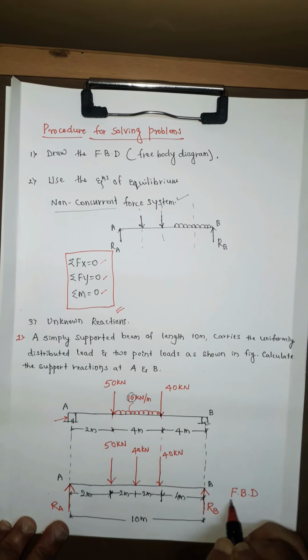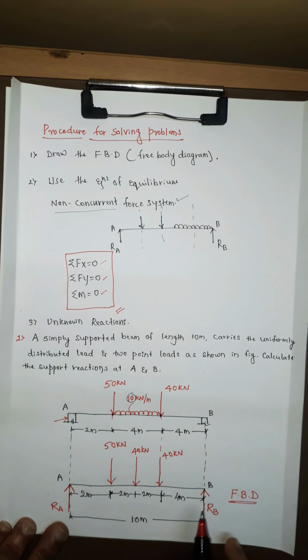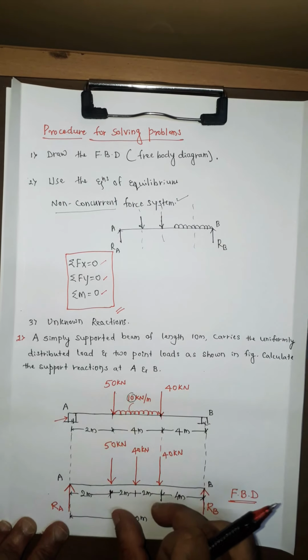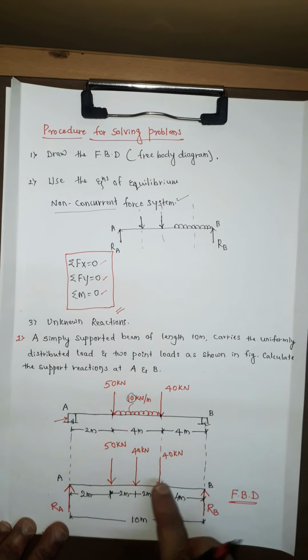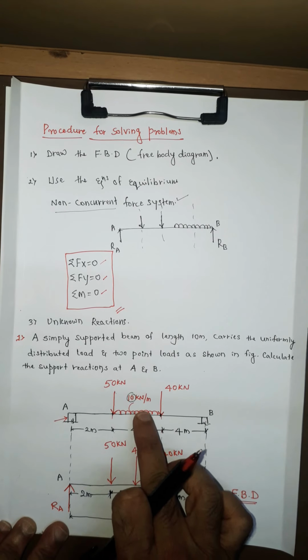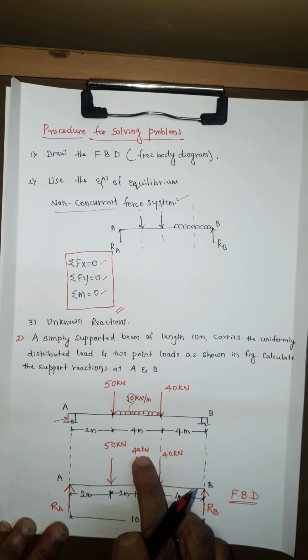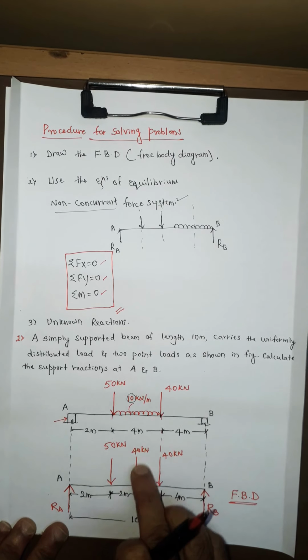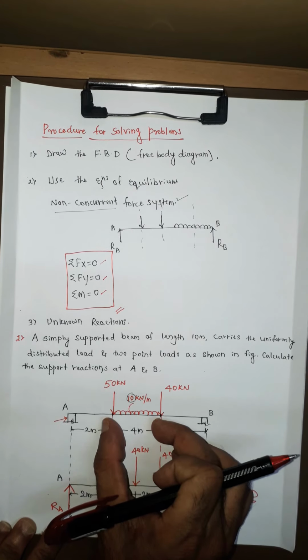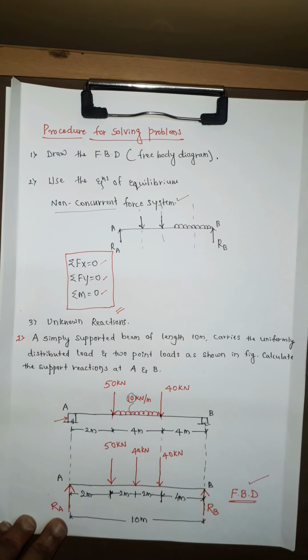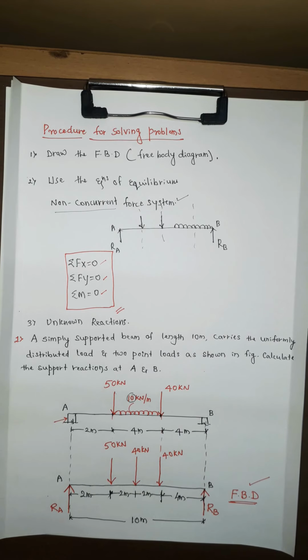So this is very important. Any mistake in the free body diagram will lead to the wrong solution of the problem. So be careful while drawing the free body diagram. Separate the beam, show the point loads as it is. Then if there is a UDL, convert this UDL into point load, that is 10 into 4, that is 40 kilonewton, and this point load will be acting at half of this 4 meter, that is 2 meter, 2 meter. So this diagram is called the free body diagram.